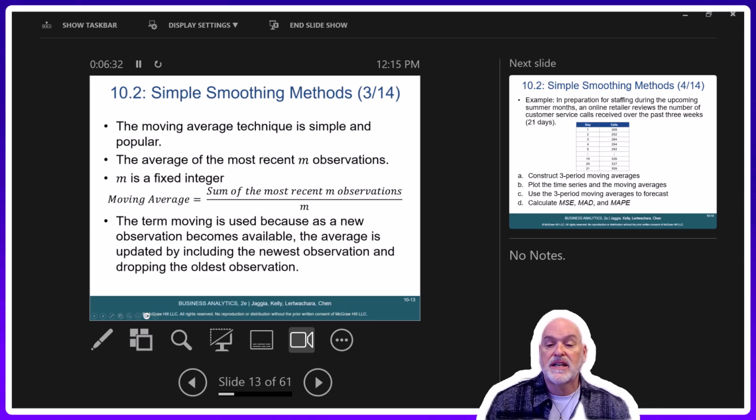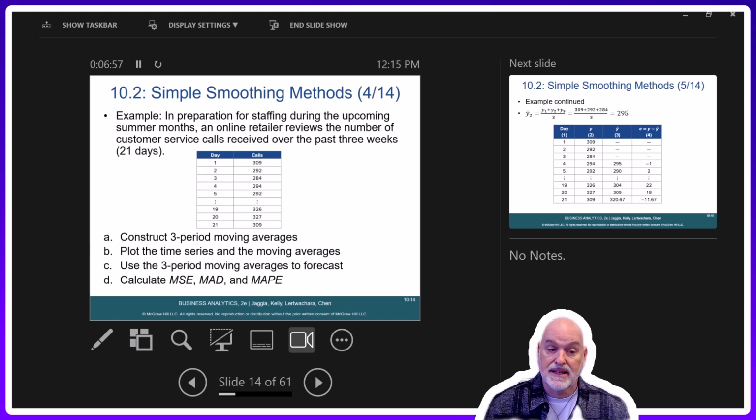The moving average technique is simple and popular. It is the average of the most recent M observations, where M is a fixed integer. So the moving average equals the sum of the most recent M observations divided by M. The term moving is used because as a new observation becomes available, the average is updated by including the newest observation and dropping the oldest observation. Makes sense, right?